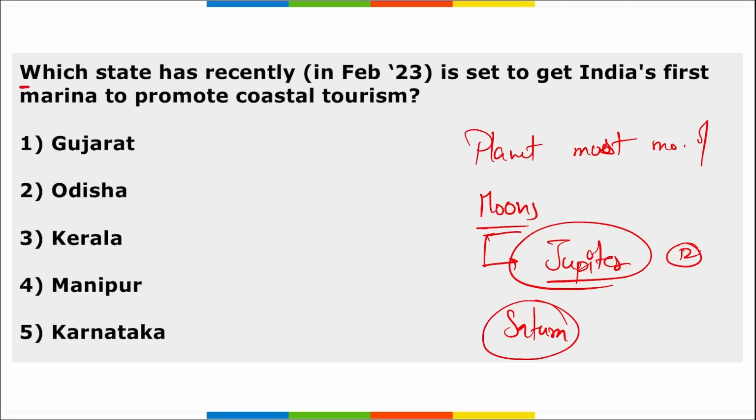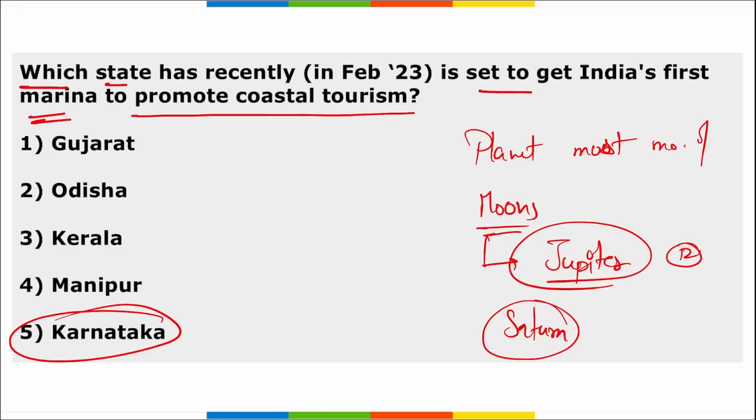Coming back to the question, which state has recently been set to get India's first marina to promote coastal tourism? It will be your Karnataka. So the first state in India that is getting their first marina to promote coastal tourism is your Karnataka.